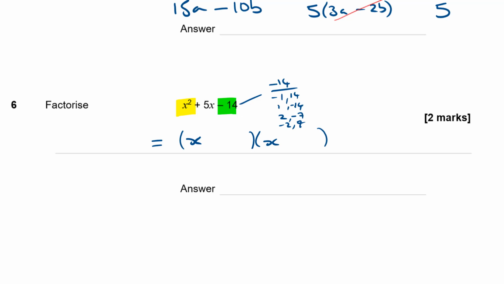Minus 1 and 14 adds up to 13, so that's no good. 1 and minus 14 is negative 13. 2 and minus 7 is negative 5, and minus 2 and 7 is 5. So that's the one we're after then, isn't it? Negative 2, 7. So I'm going to have x subtract 2, x plus 7 as my solution.